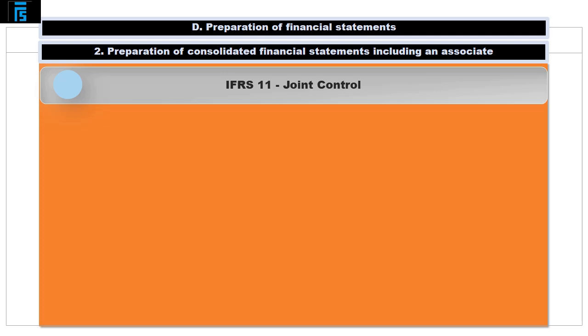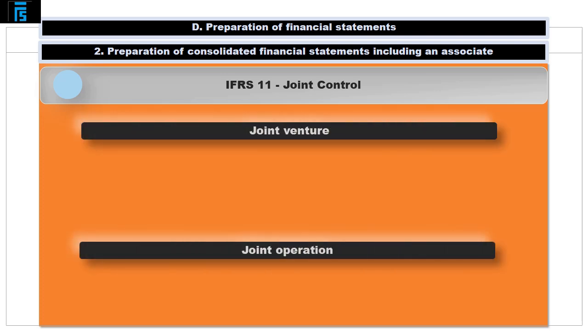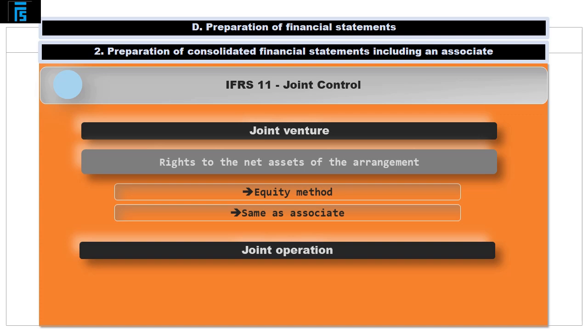There are two types of arrangement in which there is joint control as set out by the standard: a joint venture and a joint operation, and it sets out the accounting treatment of each of these. A joint venture is a joint arrangement whereby the parties that have joint control of the arrangement have rights to the net assets of the arrangement. Joint ventures are accounted for using the equity method of accounting in accordance with IAS 28, Investments in Associates and Joint Ventures. Therefore, a joint venture is accounted for in the same way as an associate.